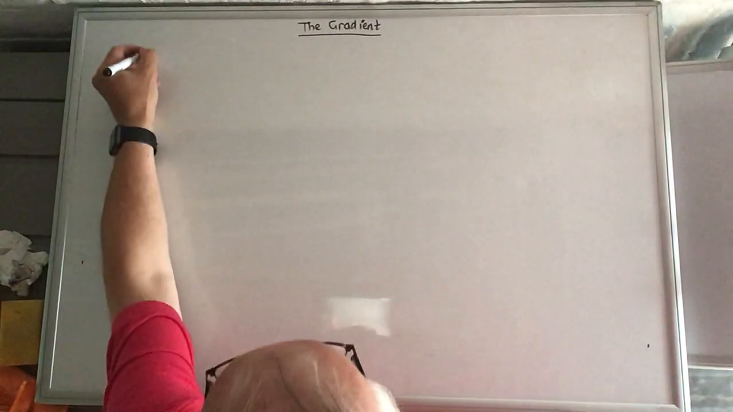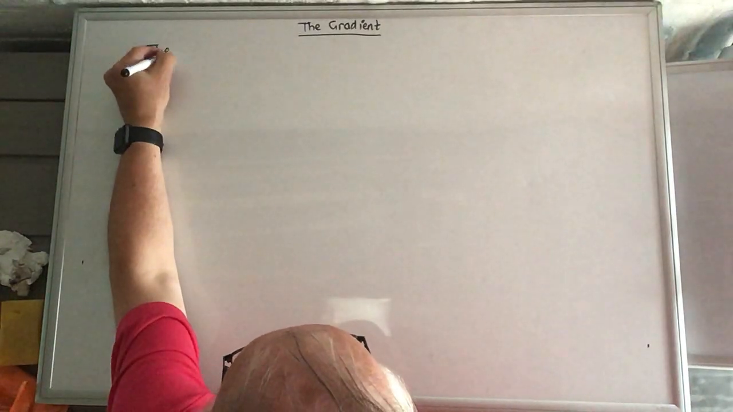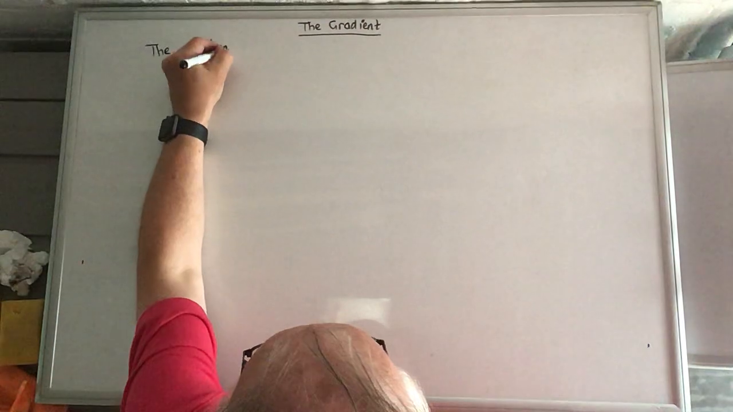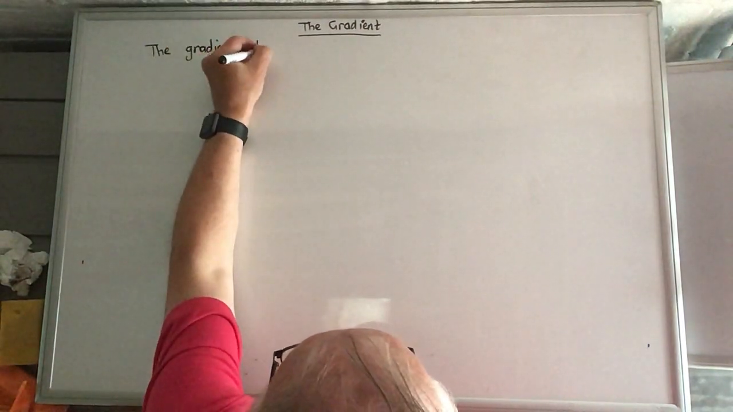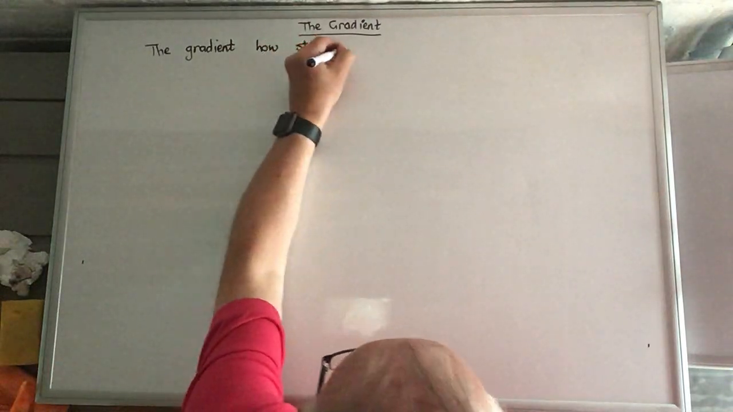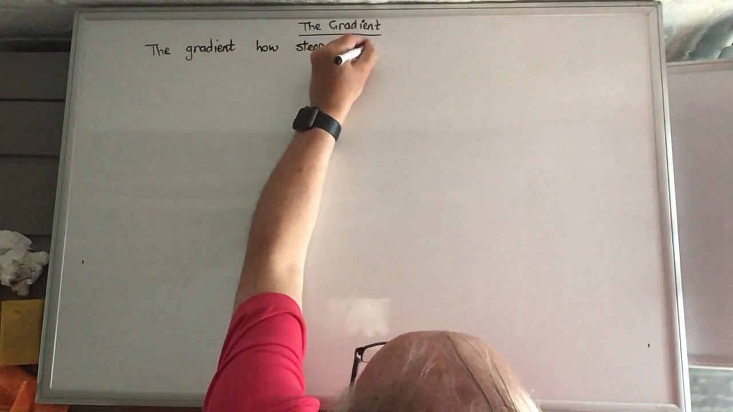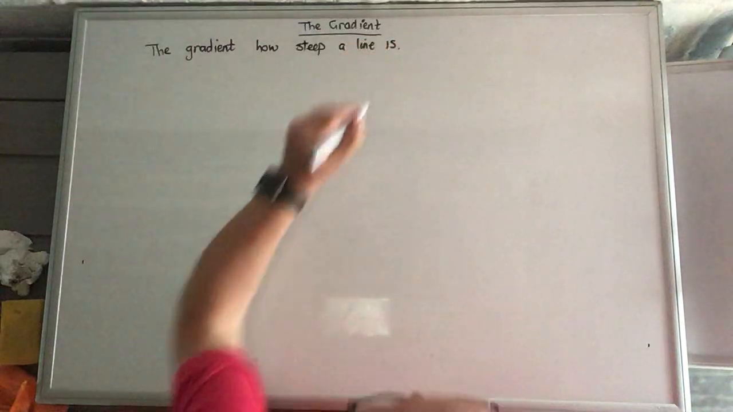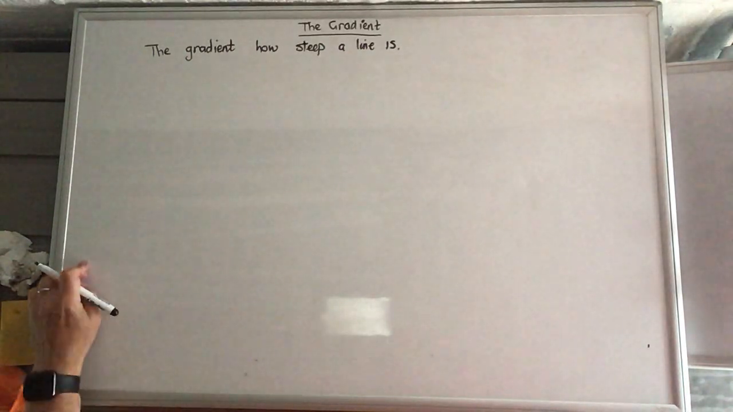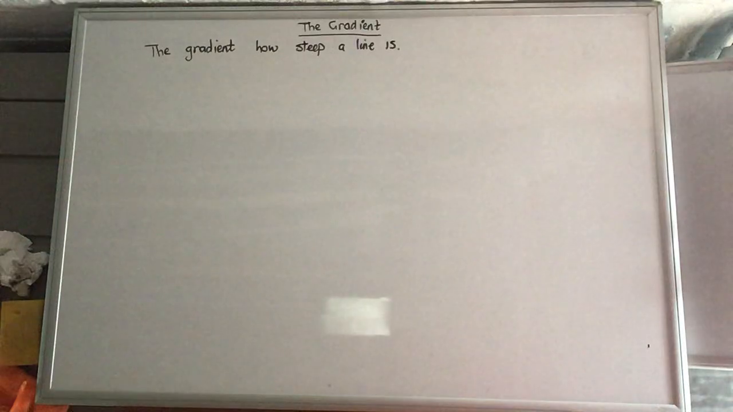So let's define that. The gradient is simply how steep a line is. The bigger or more steep the gradient is, the bigger the number when we calculate it. Okay, and there's 4 different types that you can get. We'll define each one of them.